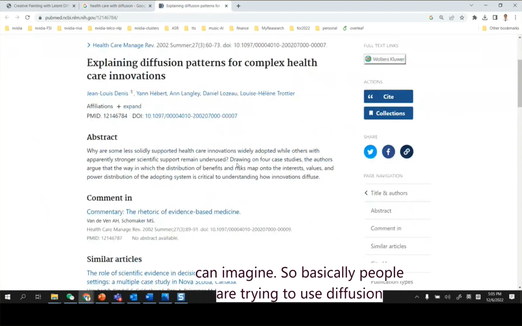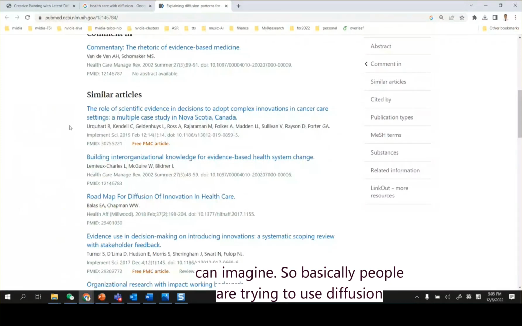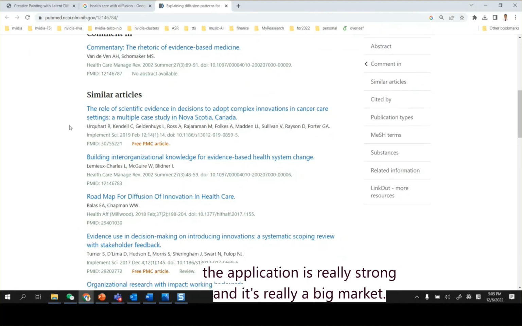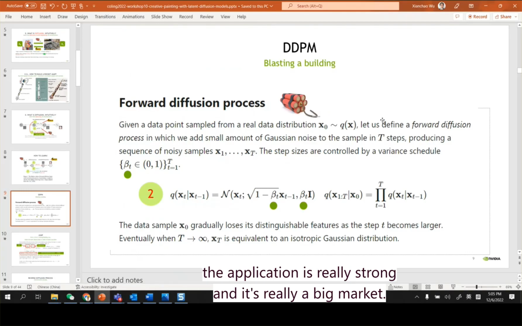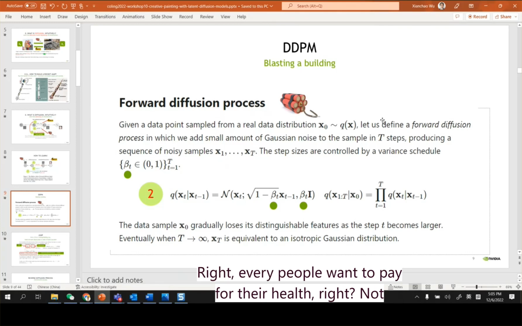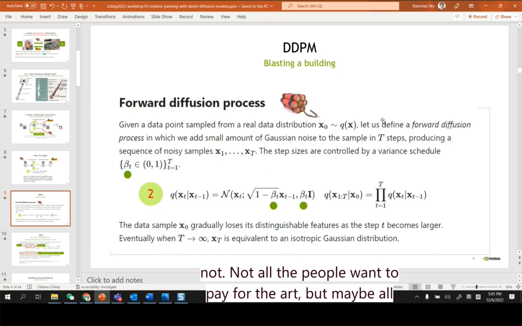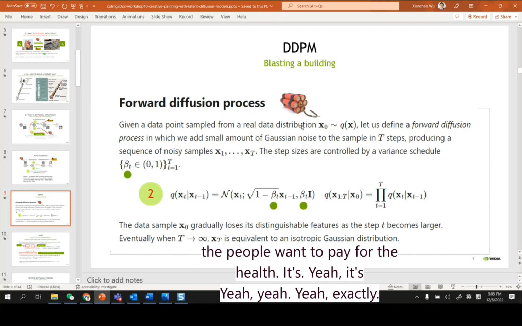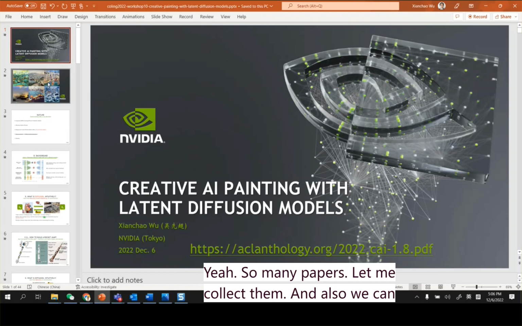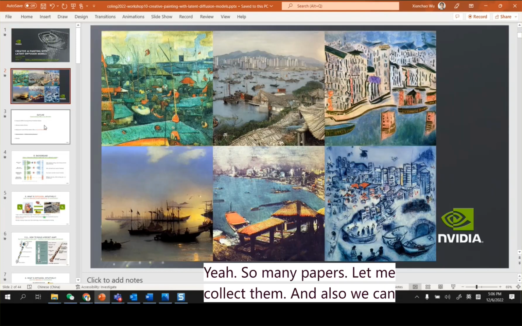So basically, people are trying to use diffusion models to do better. The data size is limited, but the application is really strong, and it's a huge market in healthcare, right? Everyone wants to pay for their health. Not everyone wants to pay for art, but maybe everyone wants to pay for health. It's required. Exactly. So basically, stable diffusion for healthcare. There are many papers. Let me collect them, and we can share the resources later.